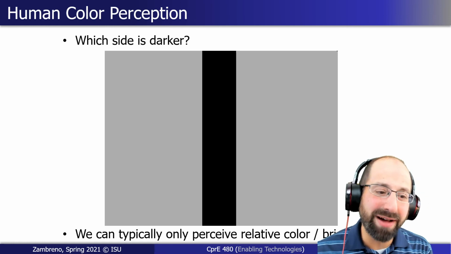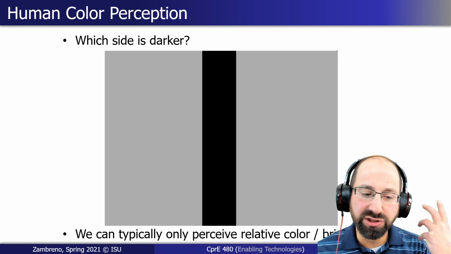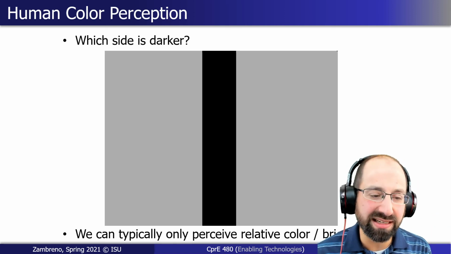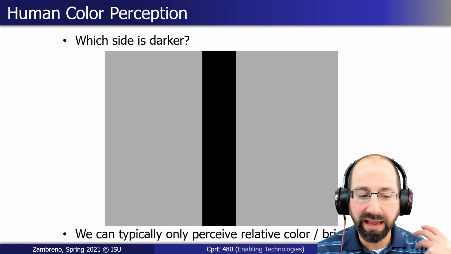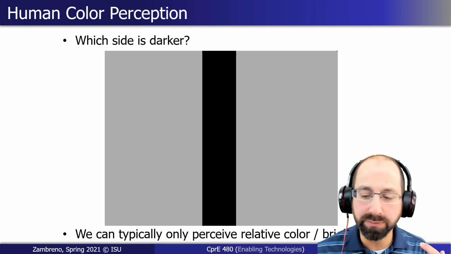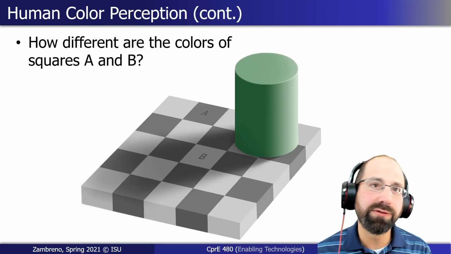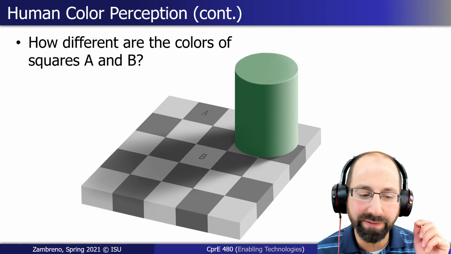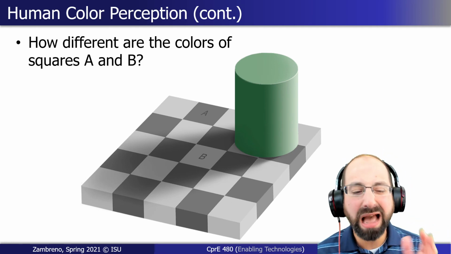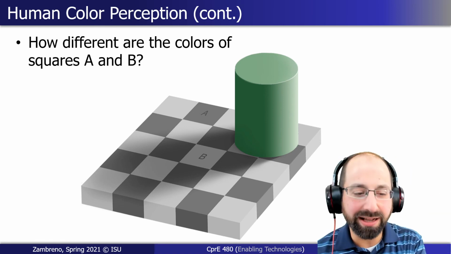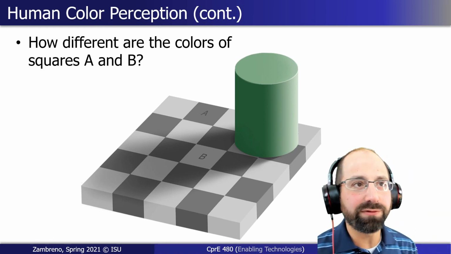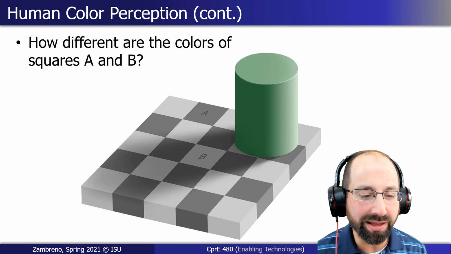As we apply light models to scenes, we can generally only see relative color and relative brightness. We are not really good at determining absolute color and absolute brightness. And there's all sorts of fun color perception tricks that you can play on yourself. Even if you consider yourself a skeptical person, how about this one? Matt, you're not allowed to answer. Don't take it personally. How much would you say the colors of squares A and B are different?